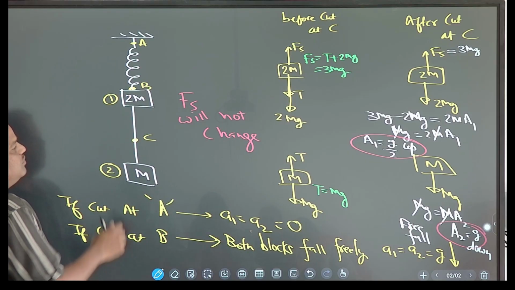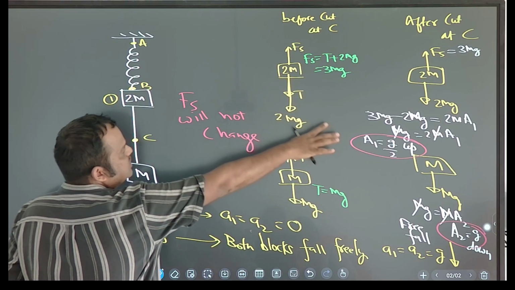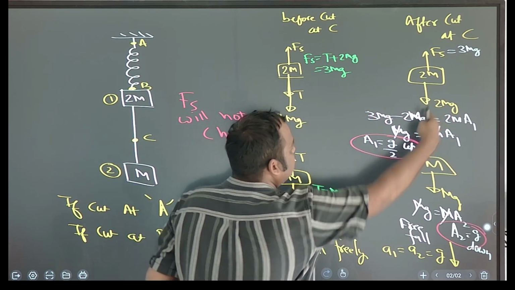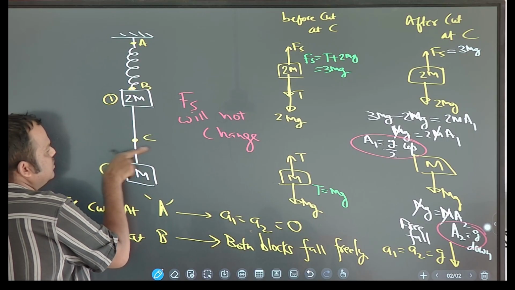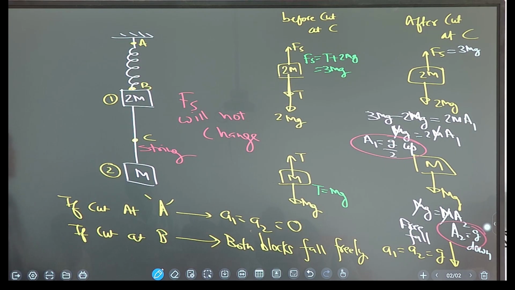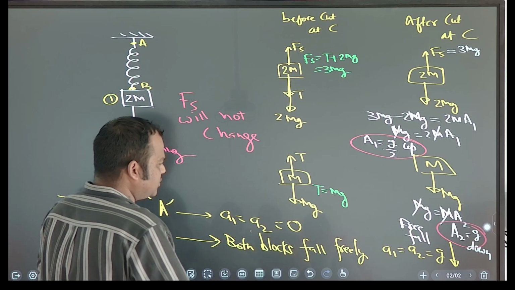Okay, but what is missing here? Which force is missing here? Tension is missing. Okay, no tension because string cut. Okay, string cut. Okay, clear? Are you getting or not? Easy, understand this. Okay, so now I will give one more question next.